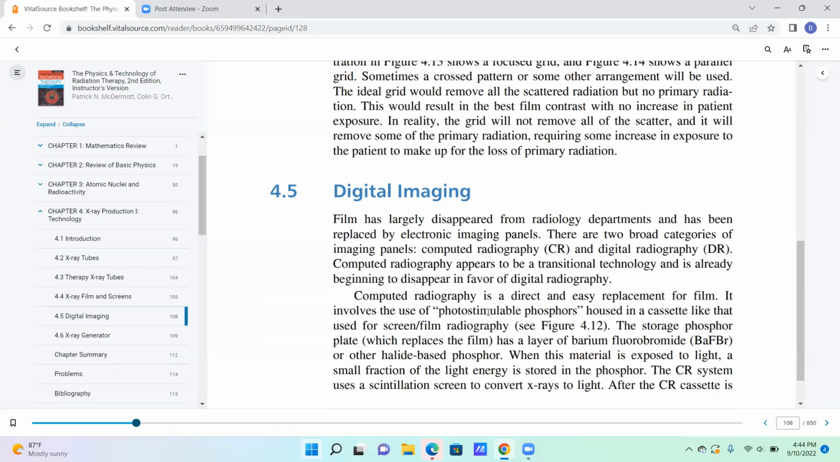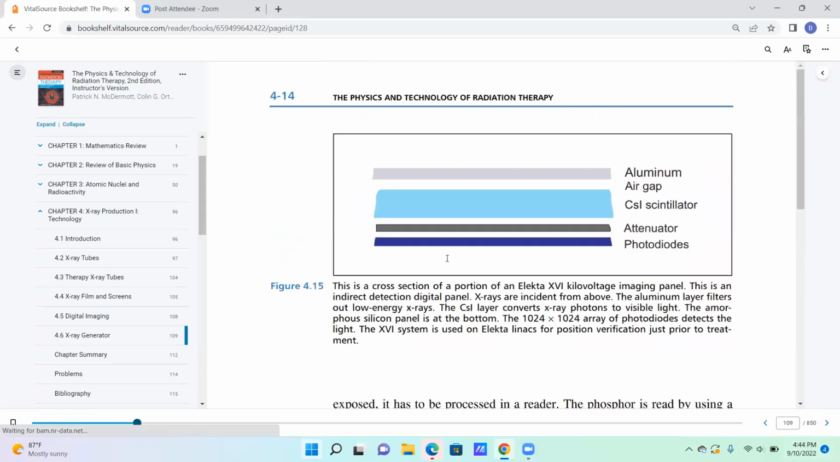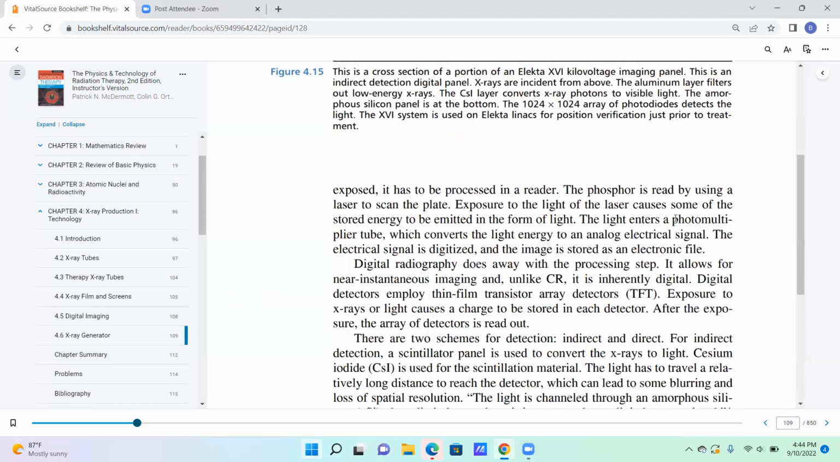It involves using photostimulatable phosphors housed in a cassette. When it's exposed to light, a small fraction of the energy is stored in the phosphor. The CR system uses a scintillation screen to convert X-rays to light. After the cassette is exposed, it has to be processed in a reader. The phosphor is read by using a laser. Exposure to the light of the laser causes some of the stored energy to be emitted, and the light enters a photomultiplier tube, which converts the light energy into the analog electrical signal.